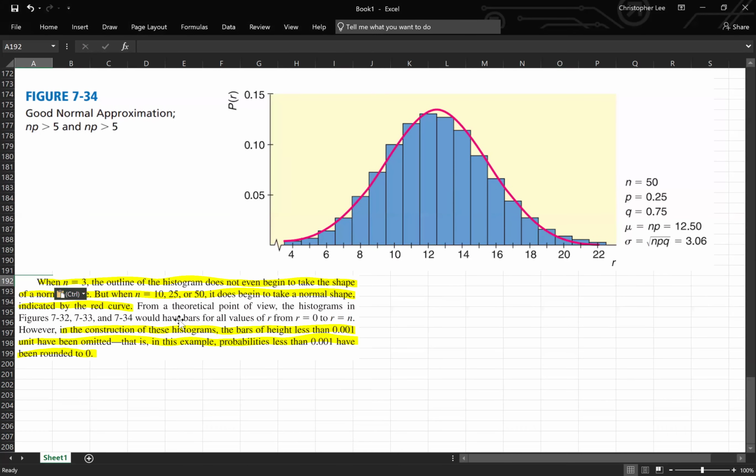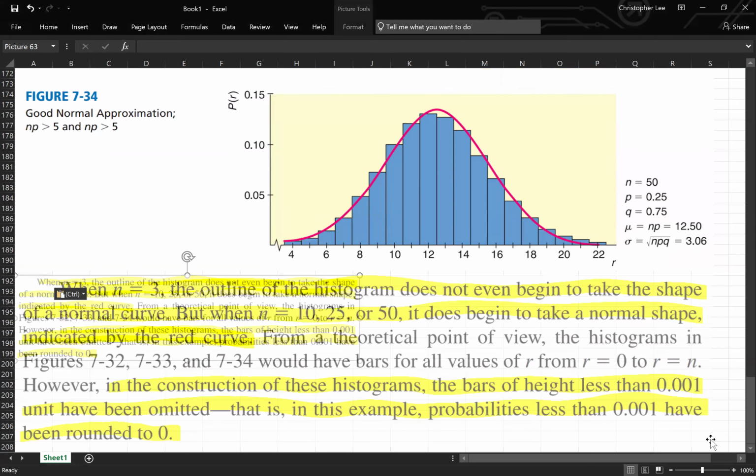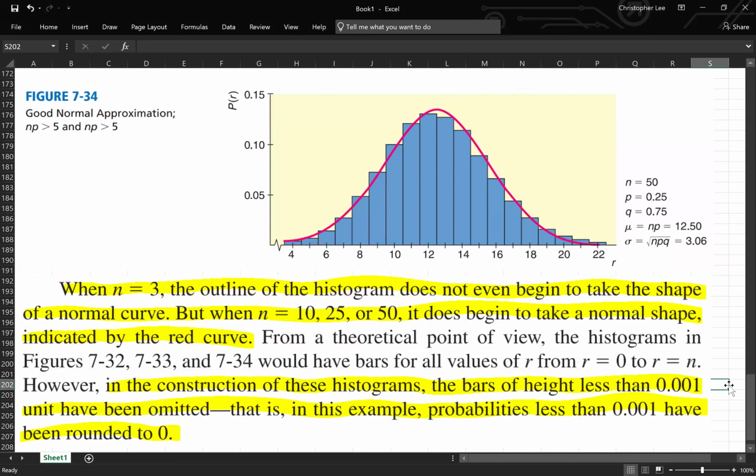Let's elaborate on this a little bit more. All right, so when n is equal to 3, the outline of the histogram does not even begin to take the shape of a normal curve. But when n is equal to 10, 25, 50, it does begin to take a normal shape indicated by the red curve, right?